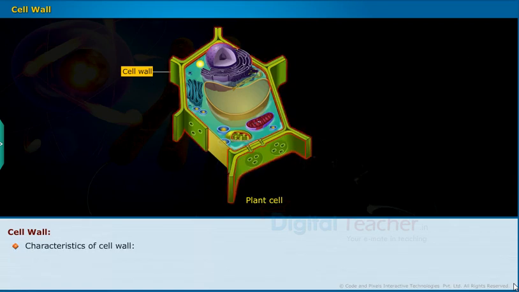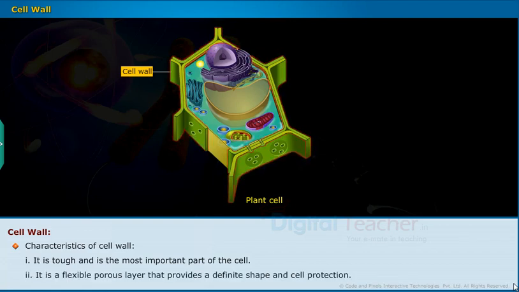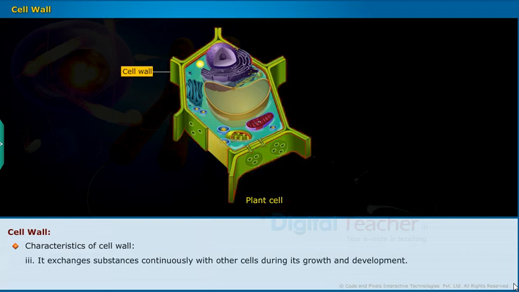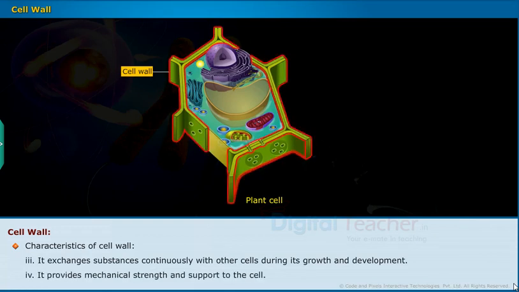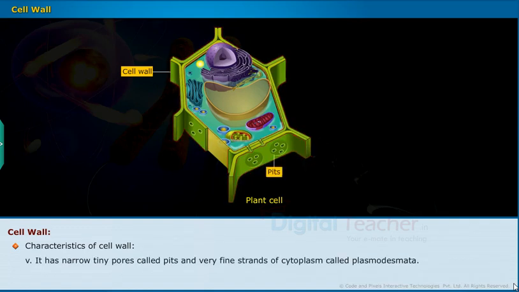Characteristics of cell wall. It is tough and is the most important part of the cell. It is a flexible porous layer that provides a definite shape and cell protection. It exchanges substances continuously with other cells during its growth and development. It provides mechanical strength and support to the cell. It has narrow tiny pores called pits and very fine strands of cytoplasm called plasmodesmata.